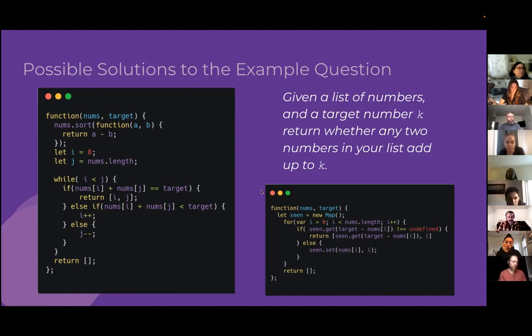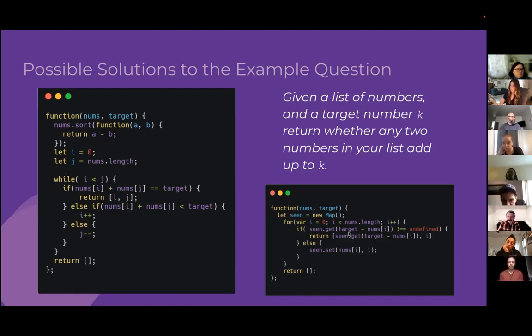Now, another example of how you could solve this problem is seen on the right. This approach instead uses a hash map. So we create a new map and then we iterate through the list. And every time we iterate, we check if the seen map has a particular value. So the value that we're checking is we actually take the target number and then subtract the current number that we're looking at. So that value is going to be representative of the number that would be required to add to that number to equal the target.